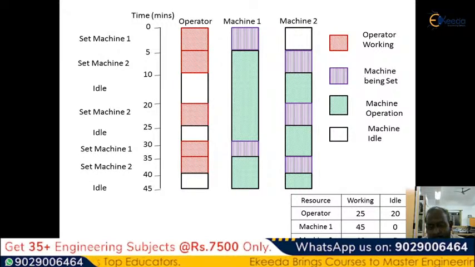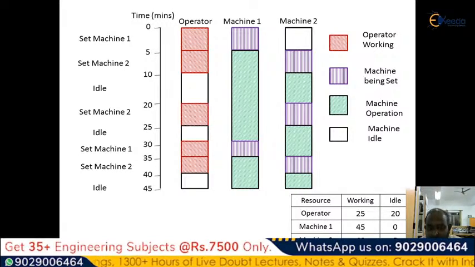Now when you see this particular chart, you can identify, in this 45 minutes, how many minutes a worker is working, how many minutes machine 1 is working, and how many minutes machine 2 is working. So I am going to give it as a tabulation. The resources are going to be the operator, machine 1 and machine 2.